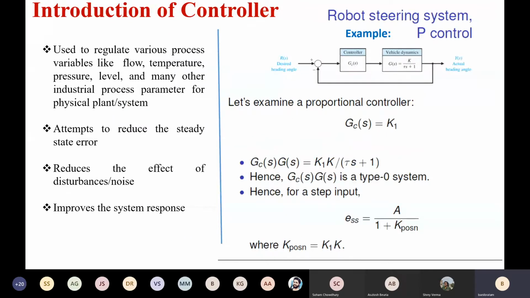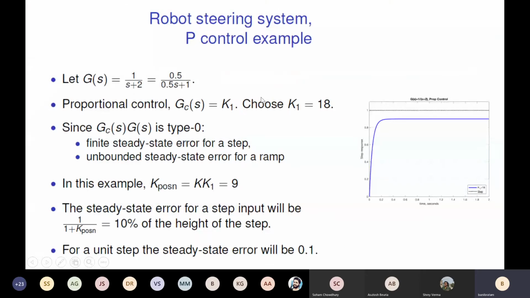And then we introduced the concept of controller, and we introduced the example of this first order system, for example robot steering system. And there we introduced a gain block which is acting as the proportional controller. What we have seen is that if we didn't use the gain block, the proportional controller, then the steady state error was quite high, typically even 60 70 in that range percentage wise. Whereas if we include the proportional controller with gain 18, we have seen the error was only 10%.